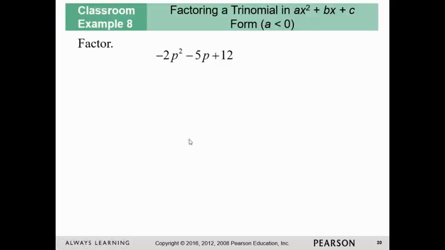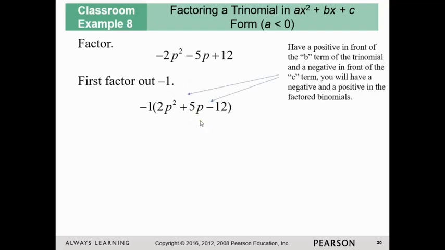So here we are with this trinomial here. The first thing we notice is that there is a negative leading coefficient. So we've got to take out a negative 1. Anytime we have a negative leading coefficient, we take out a negative 1. So now we can handle this thing. What we do next is notice that we have a positive in front of the b and a negative in front of the c. So that means we're going to have a negative and a positive in the factored binomials.